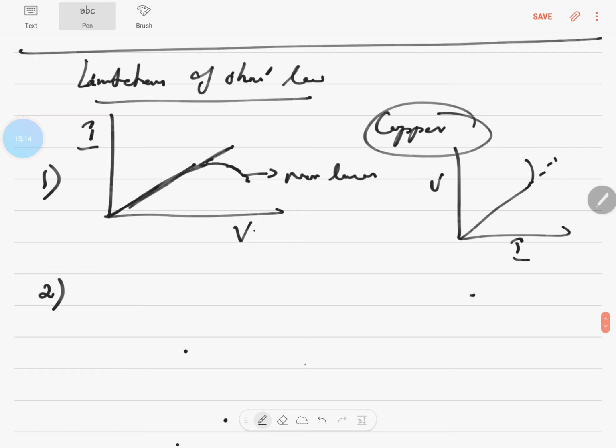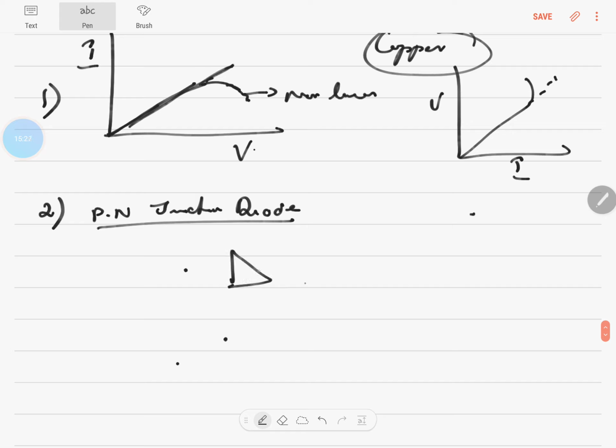The second point is about the PN junction diode. A diode looks like this. It will have a positive terminal and a negative terminal, and a diode is represented by a triangle like this. This triangle represents the positive side, and this represents the negative terminal.